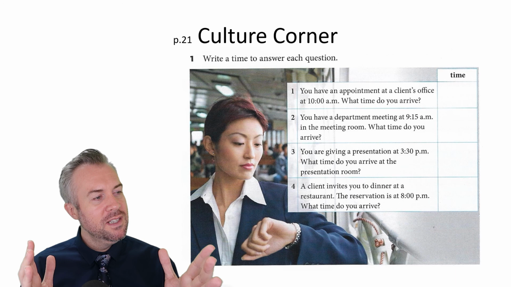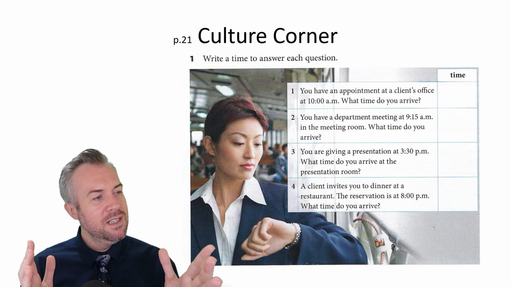How about number 2? You have a department meeting at 9:15 in the morning in the meeting room. What time do you arrive? For this situation, if you are already at work, I would say you arrive at 9:14, 1 minute before the meeting should start. There's no reason to be late. You are in your company. You can arrive exactly at the starting time.